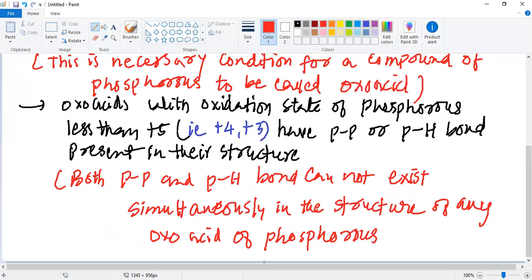Remember, my dear students, that apart from P-P or P-H bond, P-O-P bond is also found. But this is how, my dear students, we understand the presence of the bonds. Now, if you have any doubt, you can ask me.